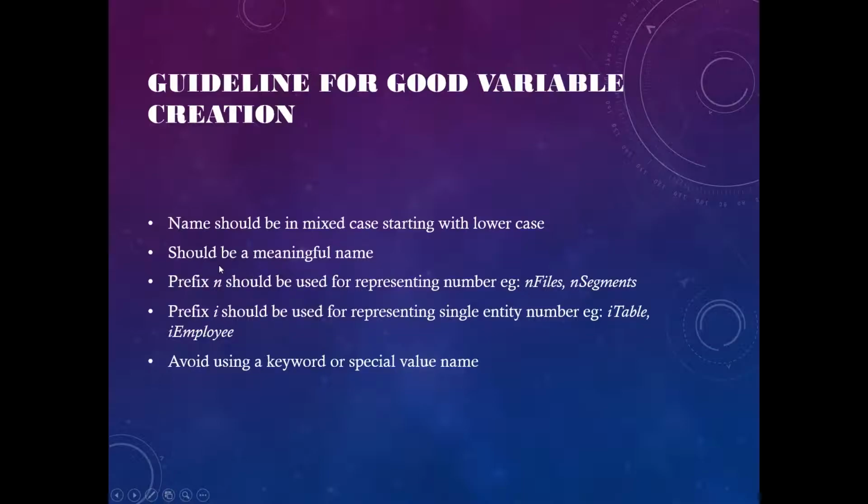Okay, the first one is the name should be in mixed case. Second one is it should be a meaningful name that you are using. And the third one is the prefix n should be used before things like files or segments. Then the number of files means nFiles, the number of segments means nSegment. These variables are meaningful. And the fourth one is the prefix i should be used for representing a single entity number, like a table. Then iTable is a better variable name.